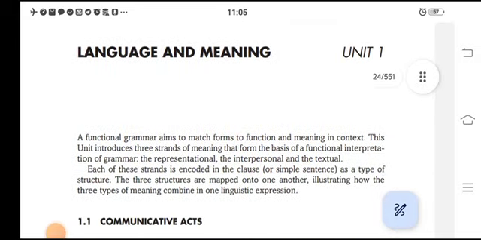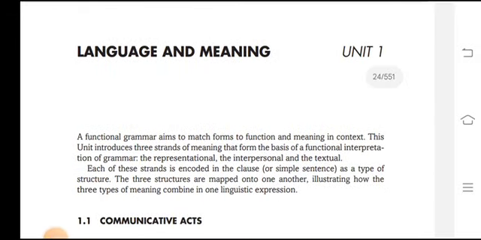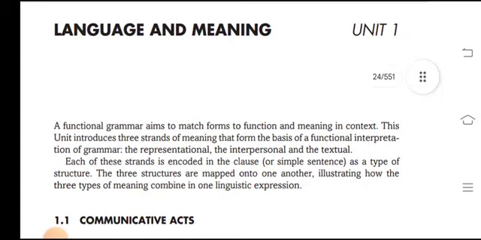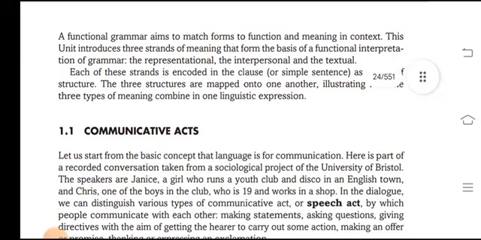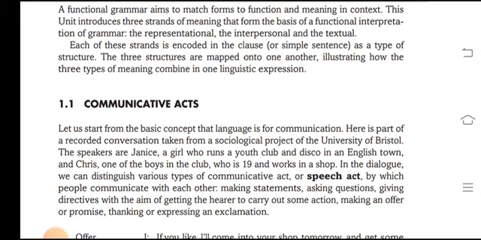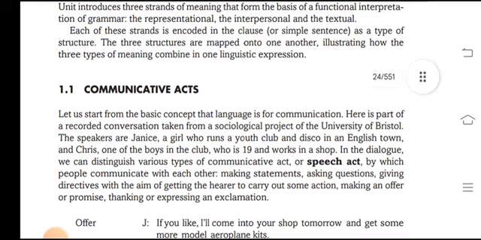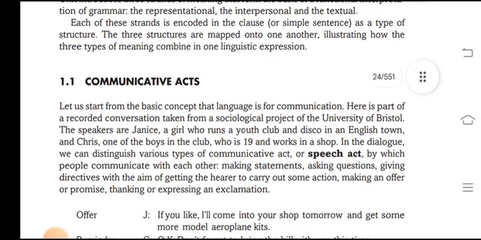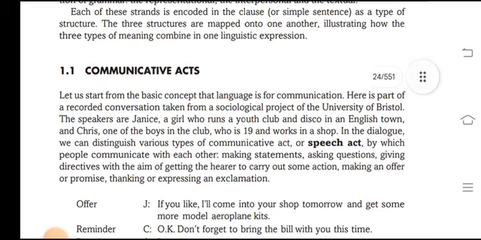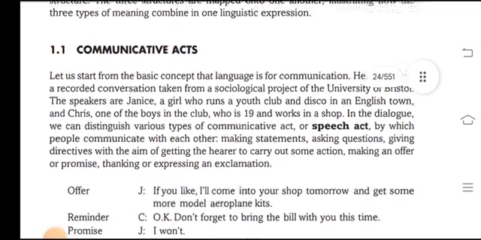Chapter number 1, Language and Meanings. A functional grammar aims to match form to functions and meanings in context. This unit introduces three strands of meaning, which form the basis of a functional interpretation of grammar: the representational, the interpersonal and the textual. Each of these strands is encoded in the clause, or the simple sentence, as a type of structure. The three structures are mapped onto one another, illustrating how the three types of meaning combine in one linguistic expression, a communication act.